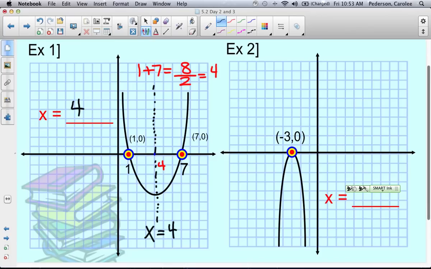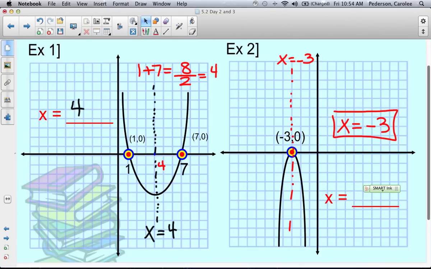The second example, again, don't write this down, we have one x-intercept. The parabola opens down, and the x-intercept is at -3, 0. So now we just split this parabola through the x-intercept at -3. So the equation for this parabola is x equals -3. I'm going to stop the recording and it'll be a part 2.